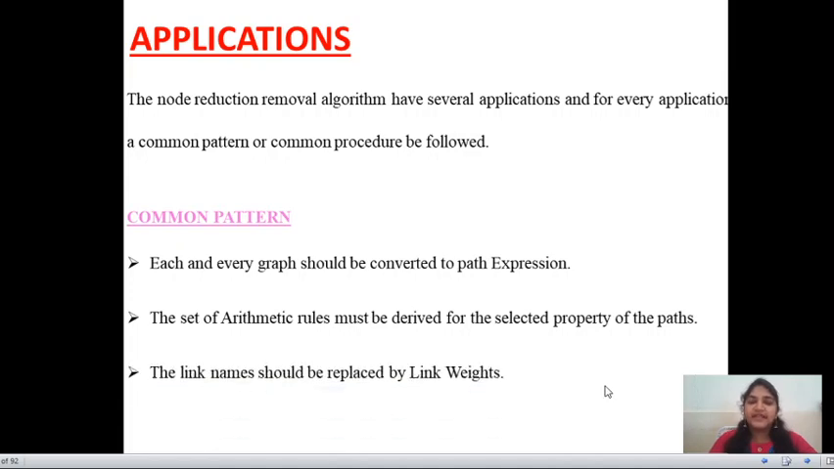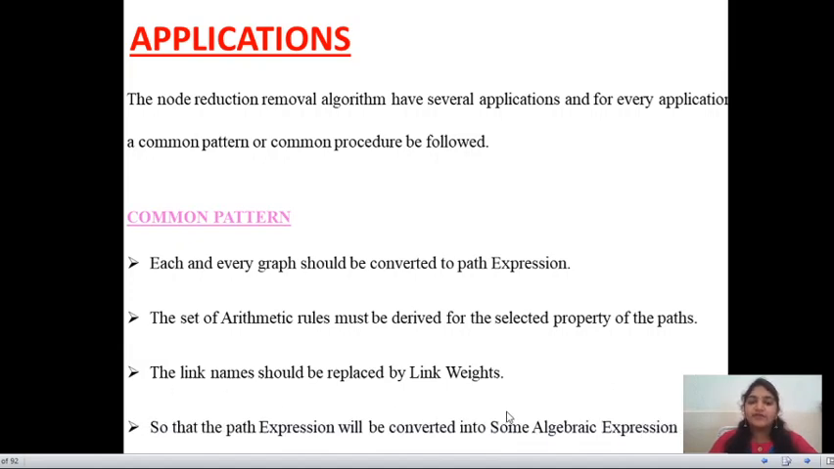The third one is that the link names should be replaced by link weights. So all the link names should be replaced. Wherever the link representation can be defined between node to node, those link names can be replaced. That is the third common procedure. The fourth one is that the path expression will be converted into an algebraic expression. So that is the fourth step. These are all the common patterns and common procedures to be followed.